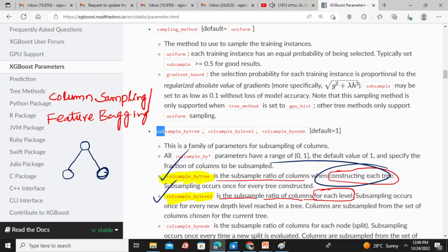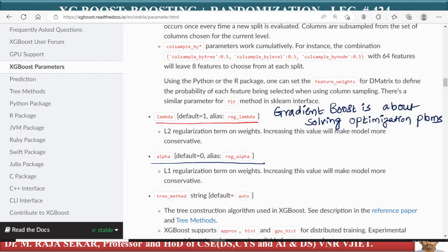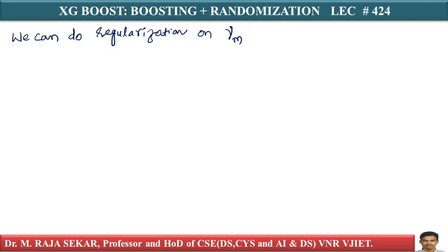There is something like regularization alpha and regularization lambda, reg_alpha and reg_lambda. Let's see what they are. Gradient boosting is about solving optimization problems, and when I have optimization problems, I can always do regularization. I can do regularization on the gammas. We already discussed what the gammas are in our previous lectures.